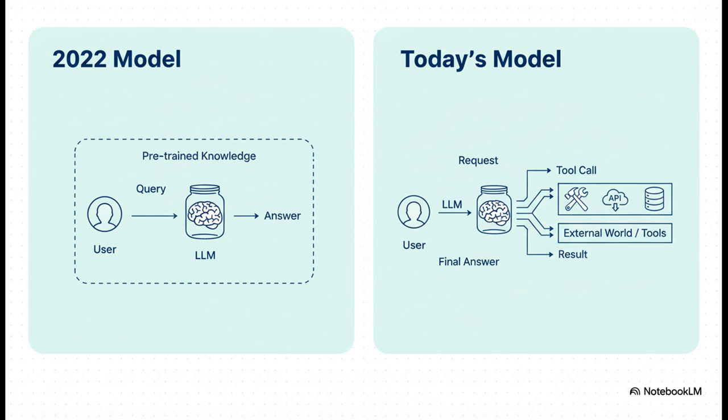Now look at the right. That's today's agent model. It's a whole different ballgame. The LLM can now use tools. It can reach out, access real-world up-to-the-minute info, and actually do things for you. It's a massive jump from being a passive encyclopedia to an active assistant.